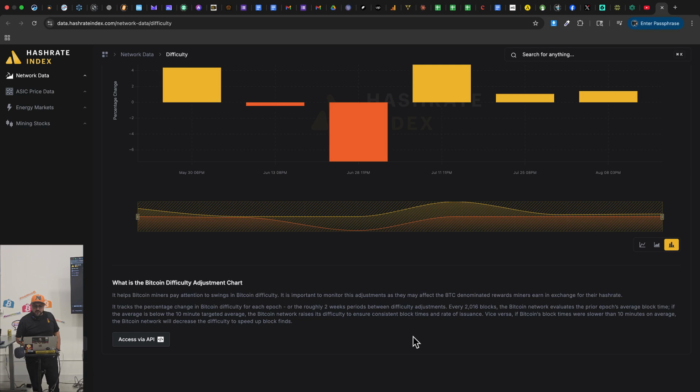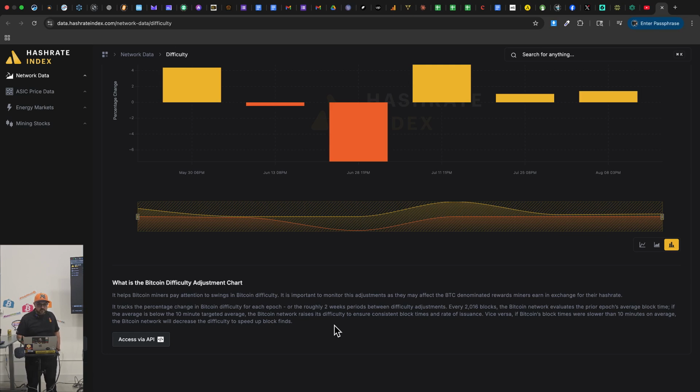So the Bitcoin network evaluates the prior epoch's average block time. One thing we did talk about last month is the way the protocol is set up: we're trying to keep each block to about 10 minutes. This is how the difficulty helps keep that block time at about 10 minutes.